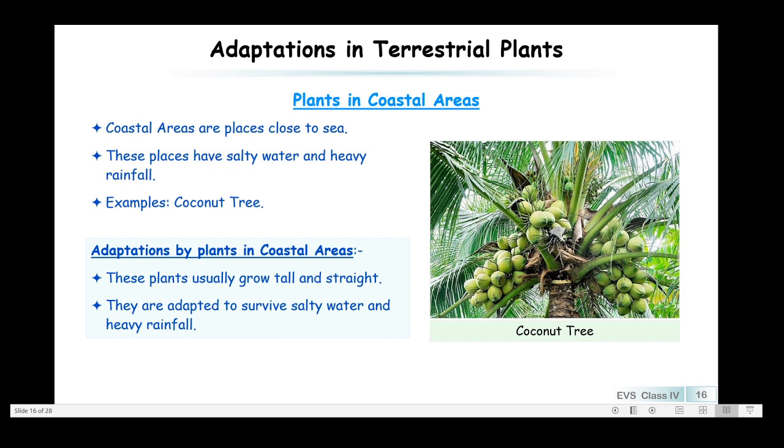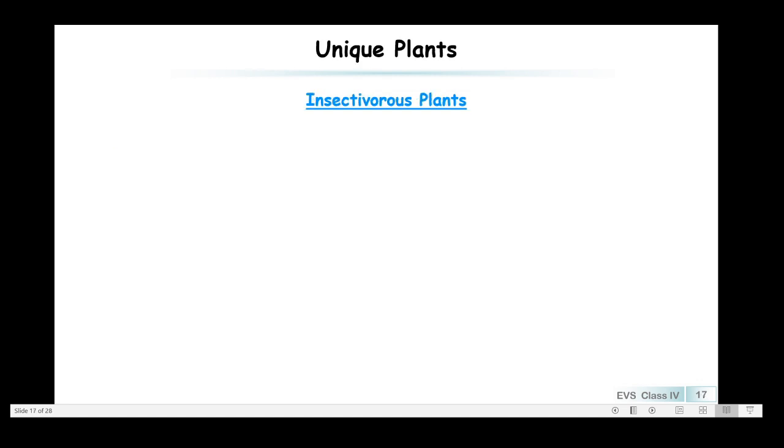Then we'll switch over to some unique plants, right? Though they fall in the category of terrestrial itself. So first is insectivorous plants. So insectivorous, another important term. That means they eat insects, right?